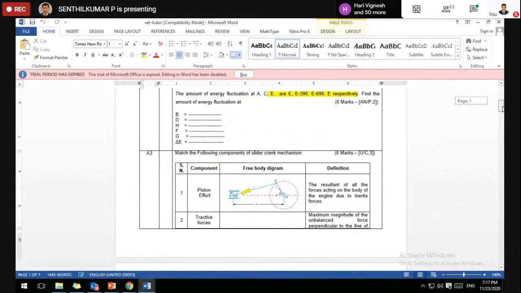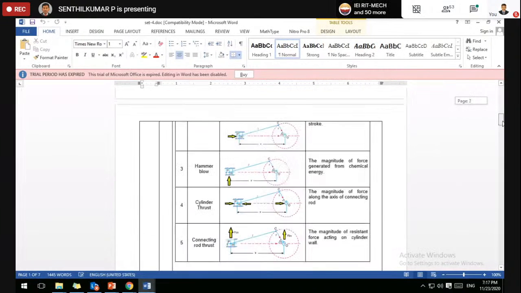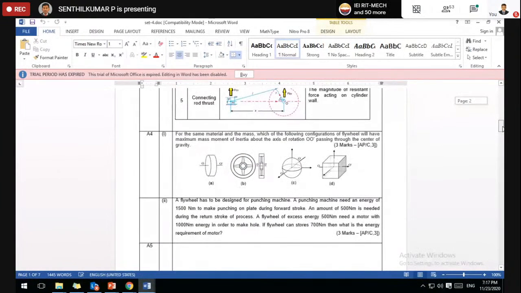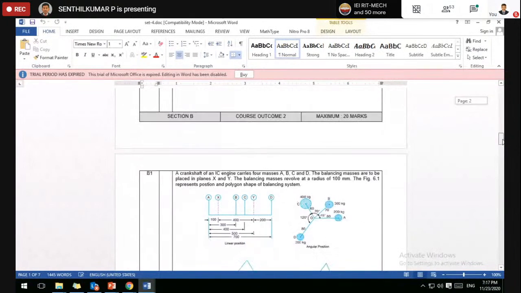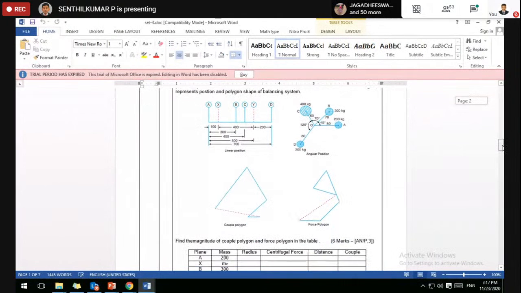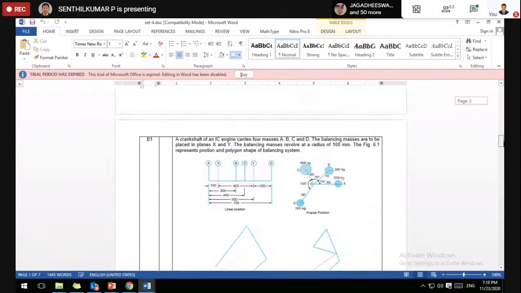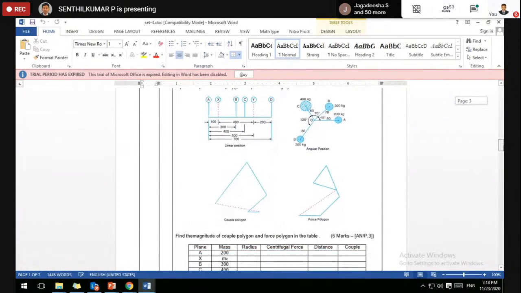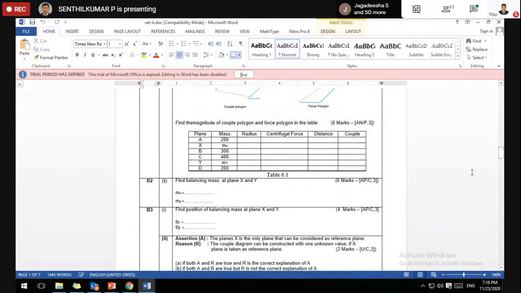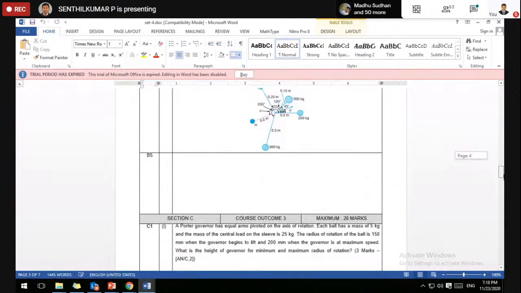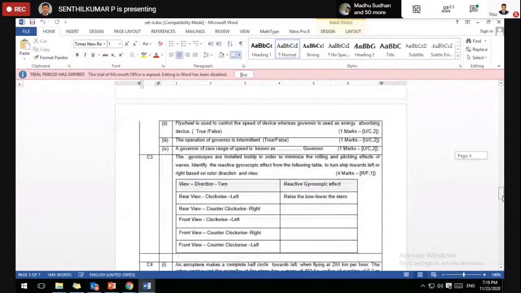But I don't think the university will go up to this level. Maybe it's possible, so anyway, I give both. See, the ultimate thing is very simple: you have to learn. So see that, for balancing of rotating mass, I have given a problem where tables are given. You have to fill the values here, so like that you have to work out and fill those values.